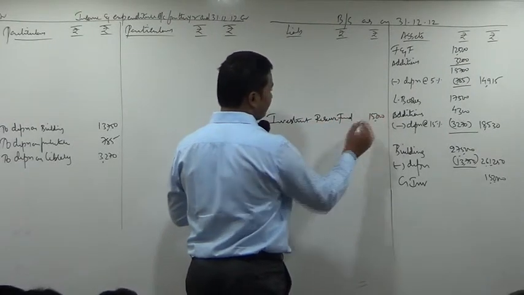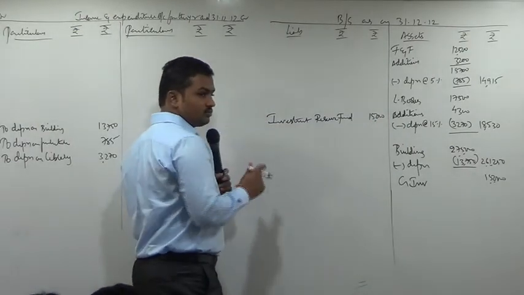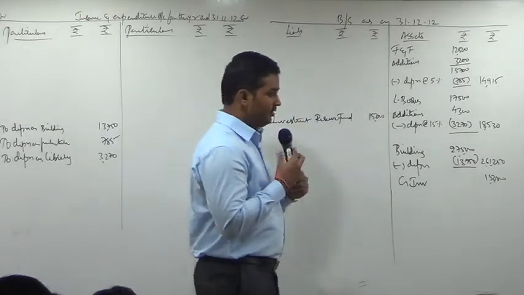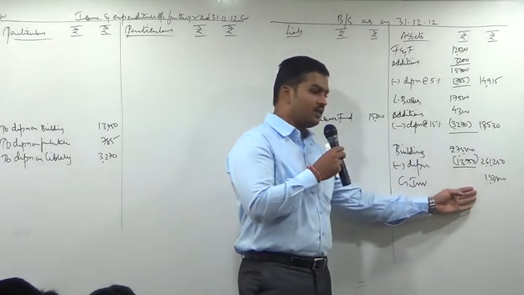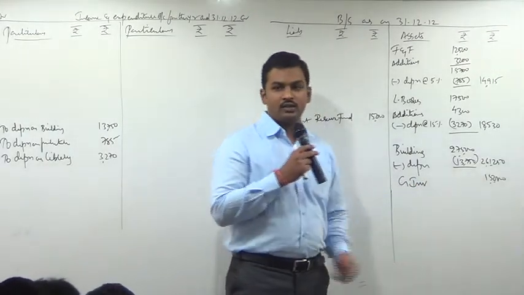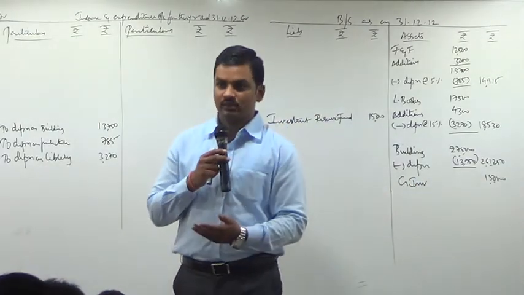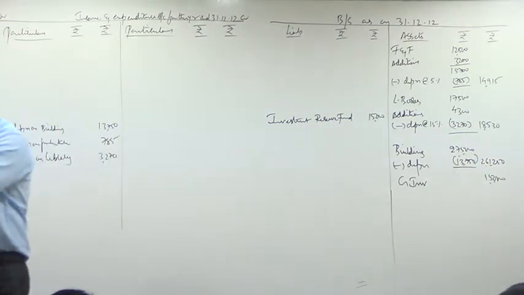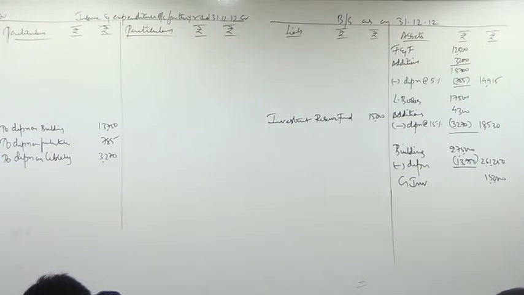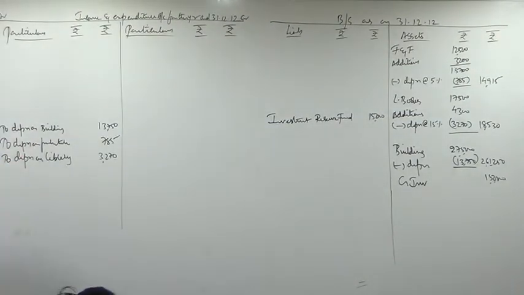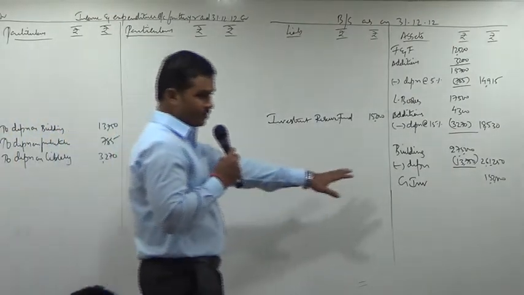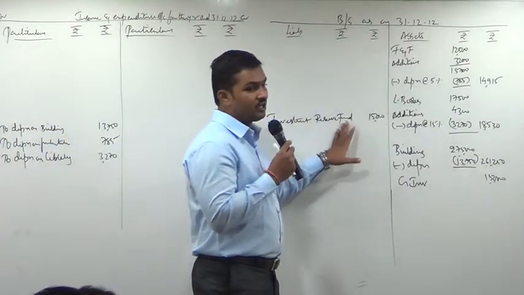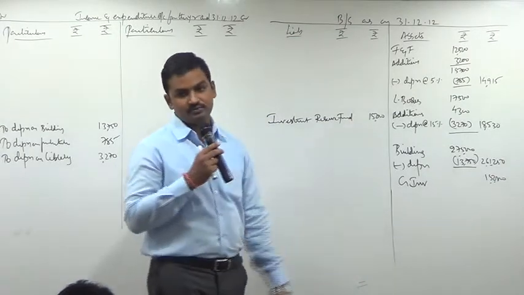What is this? Whenever the management expects that there is a fall in the value of the general investment, they will provide for it. They will pass an entry: income and expenditure account debit to provision for fall in general investment. That is nothing but your investment reserve fund. So if there is any fall in the value of the investment, that fall can be debited to this fund, investment reserve.